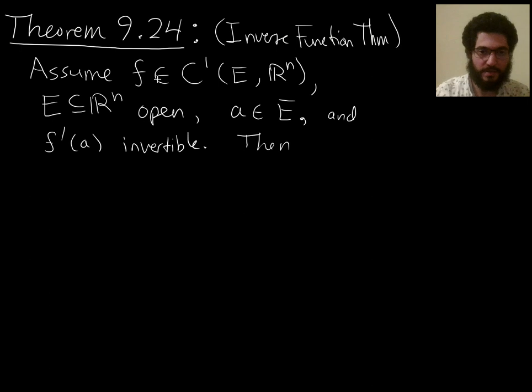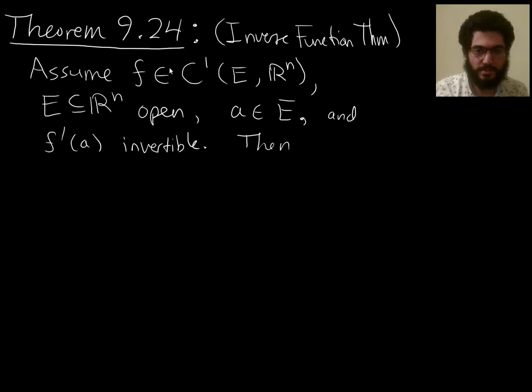So assume you have a C1 function, so it has to be continuously differentiable on some open subset of Rn, and notice that this n and this n match. So what I'm saying here is that f is a function of n variables and it has n outputs. That's needed to make the derivative sort of a linear map from a vector space of one dimension to a vector space of the same dimension, from Rn to Rn.